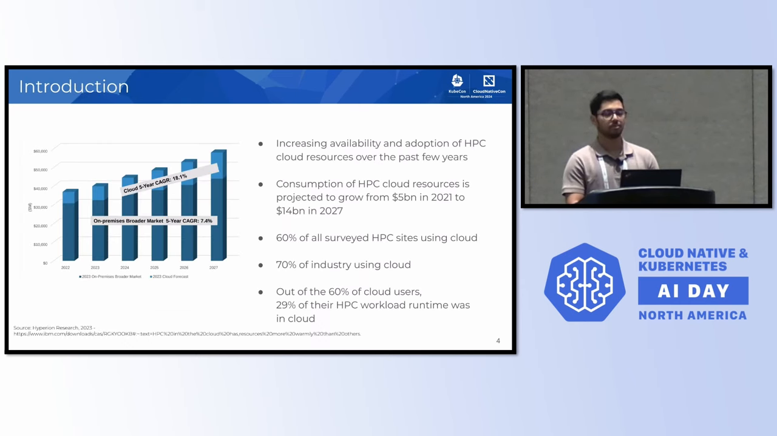Over the last few years, we have seen an increasing availability and adoption of HPC cloud resources. According to this study that was conducted in 2023, over the next 5 years, the cloud HPC spending is expected to grow at a much higher rate than the HPC on-premises spending. But according to the same study, out of the 60% of the HPC sites that are currently using cloud, only 29% of their HPC workload runtime was in fact running on the cloud. And so while we have seen an increasing availability and adoption, there is still ample room for growth.